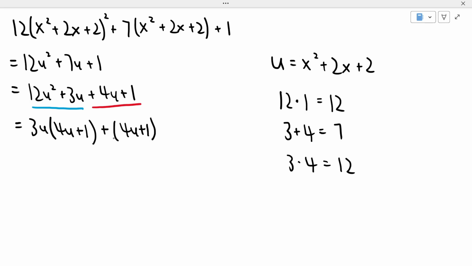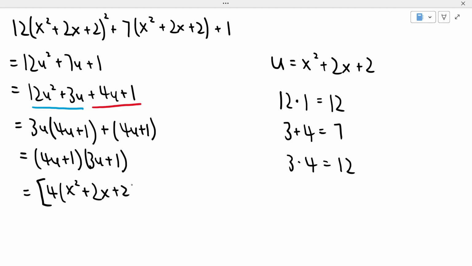So now we can think of 4u plus 1 as 1 times (4u plus 1), so then we can factor out a (4u plus 1) from both terms, and then this just becomes (4u plus 1) times (3u plus 1). So now we need to substitute x squared plus 2x plus 2 back for u. So if we rewrite the expression and substitute x squared plus 2x plus 2 whenever there's a u, this expression becomes 4 times (x squared plus 2x plus 2) plus 1, all multiplied by 3 times (x squared plus 2x plus 2) plus 1.